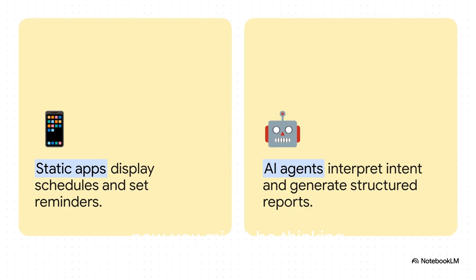Now you might be thinking, can a regular calendar app solve this? Nope. Static apps just display schedules and trigger some basic reminders. An AI agent, on the other hand, brings 3 absolutely crucial capabilities to the table. It interprets ambiguous scheduling requests, it flags conflicts, and actually confirms with you before overriding any of your defaults. And crucially, it generates a structured accountability report just by having a natural, quick conversation with you.